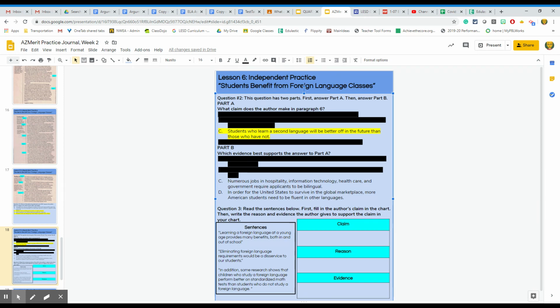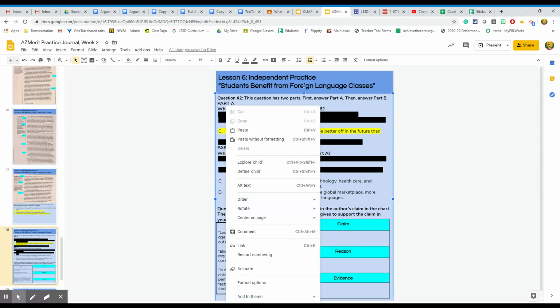C is talking about how lots of jobs require the workers to be bilingual. D is talking about how the country, the United States, has to survive by having students be fluent in other languages. Okay, the claim in C is not about the whole country. It's just about individuals who learn second languages. So therefore, the correct answer for part B is going to be C.